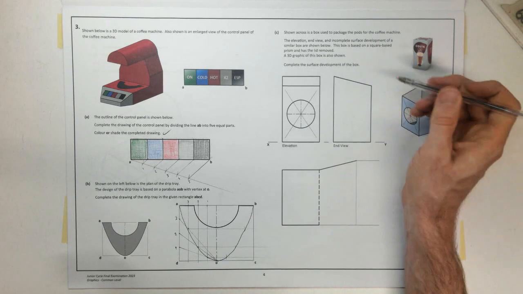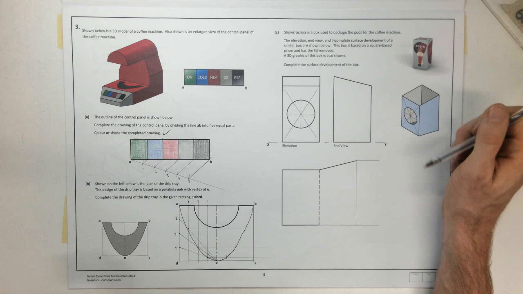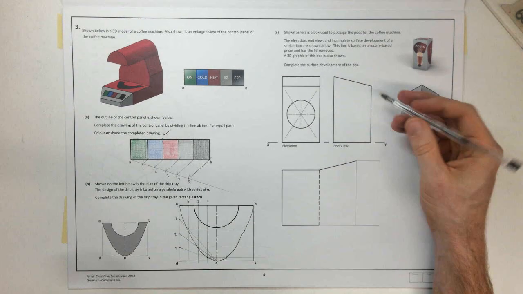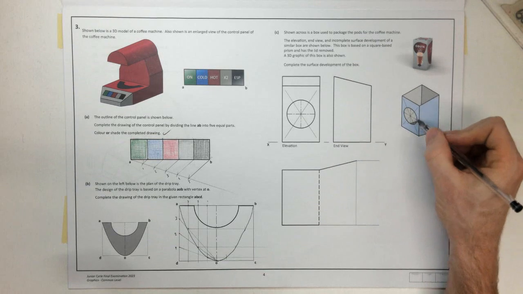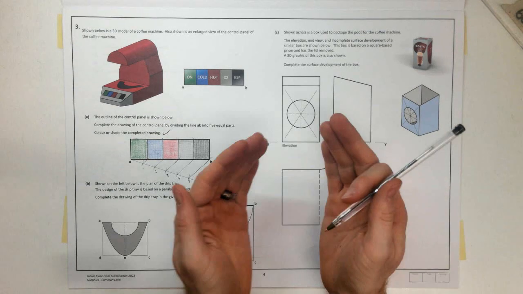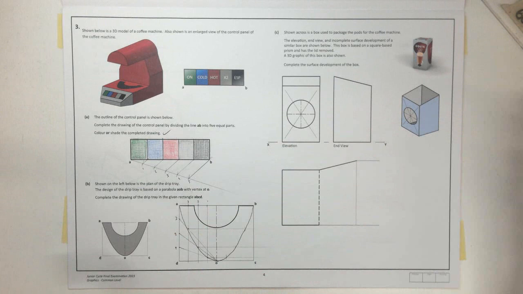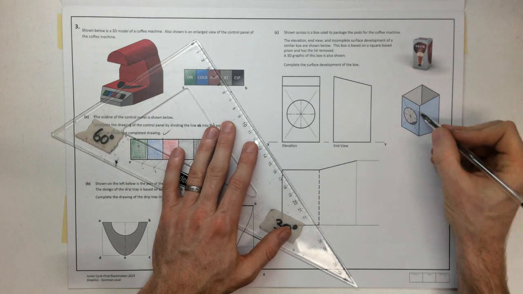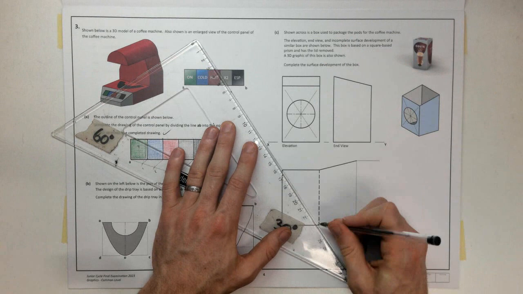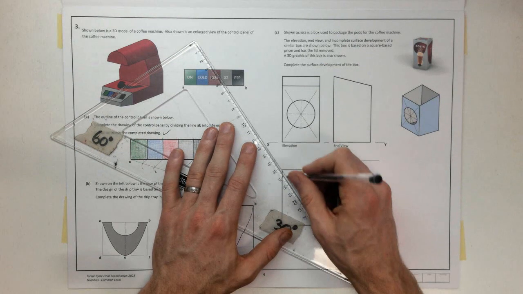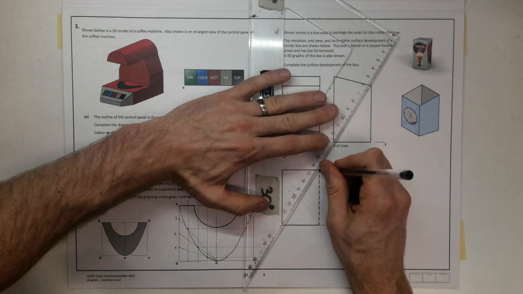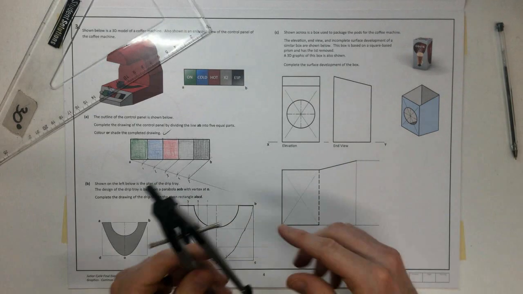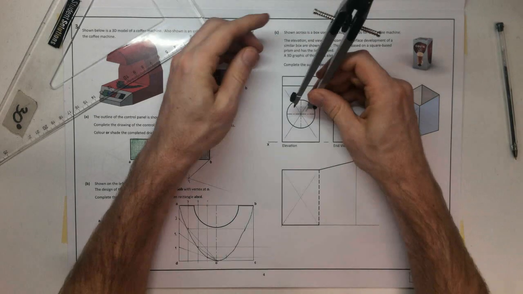A 3D graphic of this box is also shown. So there's a 3D graphic. Complete the surface development. So first off, we'll deal with that front surface which has the circle on it. So it's given that to us. So let's find that circle by joining the diagonals to find the center. All right, and the radius of that circle then is given to us in the elevation.